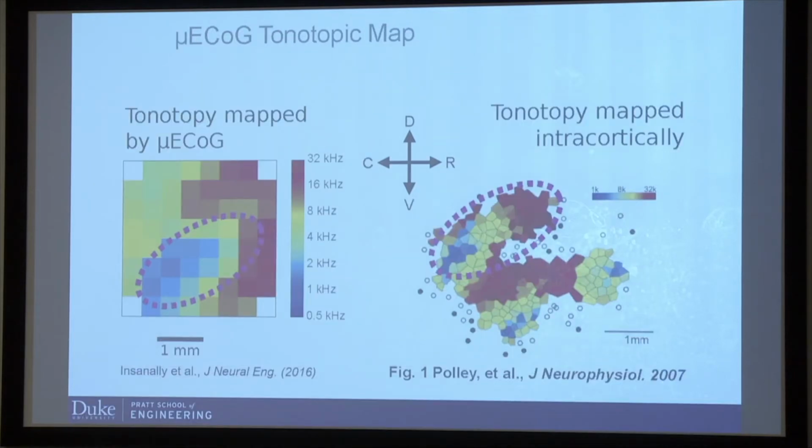And then finally we can compare this to previously published intracortical measurement maps and show that we can get basically the same kind of evoked response data and tonotopic organization in the auditory cortex from our surface arrays versus intracortical measurements that are made one measurement at a time and moving across the cortex. So this is great validation.